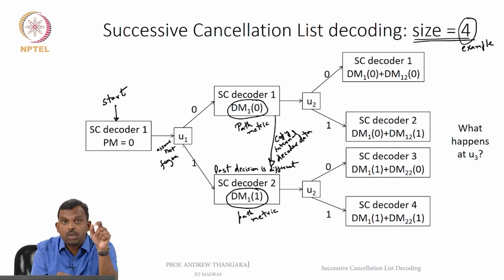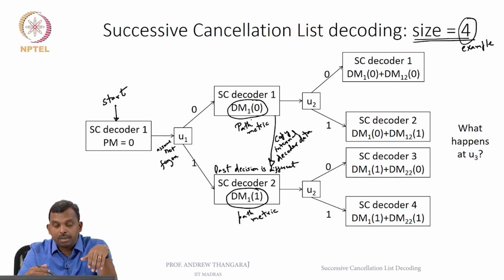Right. So, except for u1, which was decided as 0 in this SC decoder 1, in this SC decoder 2, u1 would have been decided as 1. Okay. So, you will have two different decoders, two different path metrics, but most of it will be the same. Up to that point it is the same. Only there it differs.